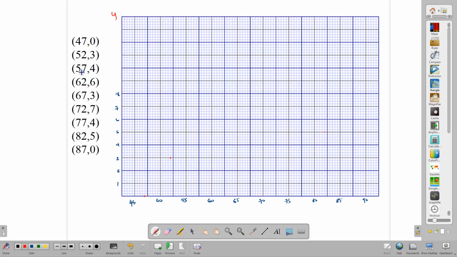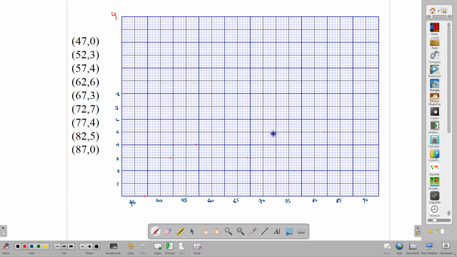And then 57 to 4, that's 55. So 57 to 4 would be right here. 62 to 6 is here. And the next one, 67 to 3. This is 65, so we go 67 to 3, and that's where that point would be.